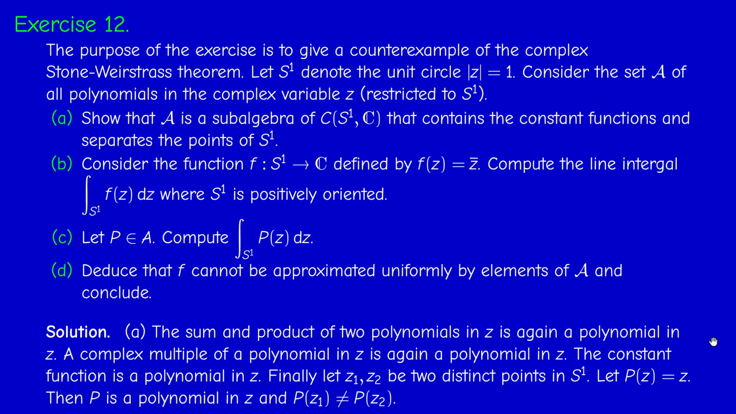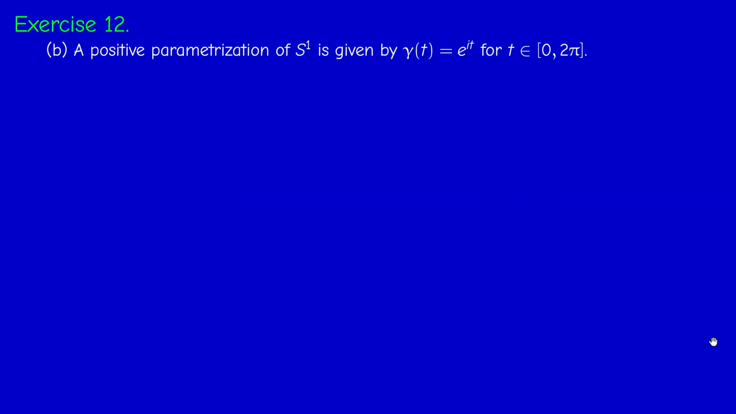So we are asked to compute the integral over the unit circle, positively oriented, of this function. And then we'll have to compute the integral over any polynomial. And then we have to deduce a contradiction. So we have to deduce that f cannot be approximated uniformly by polynomials. Okay, so unlike the identity, which is a polynomial, z bar is not a polynomial. And it's not only not a polynomial, it cannot be approximated by polynomials uniformly. So this is a straightforward question that we know from the complex variable course.